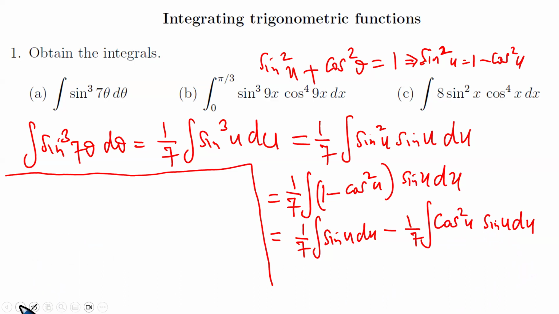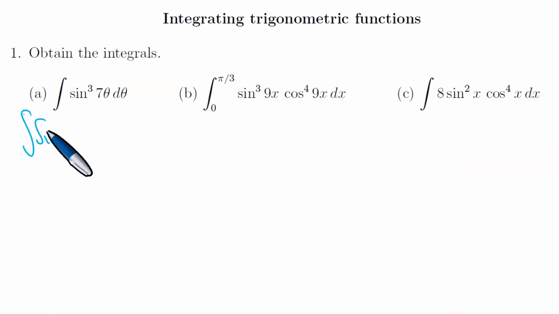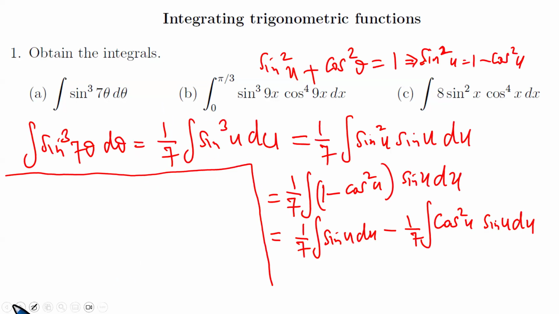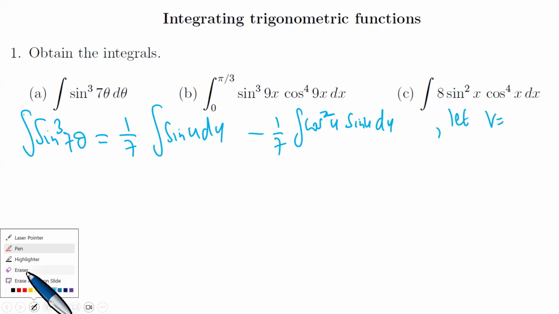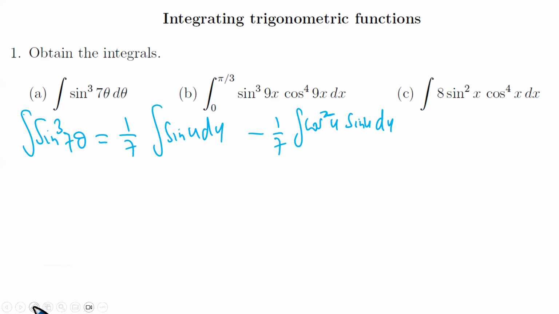Right, we want to avoid issues, meaning the integral of sine cubed of 7 theta is 1/7 the integral of sine u du minus 1/7 the integral of cosine squared u, sine of u, du. Now this first one you can easily integrate, but the problem is here. So we shall let v be equal to cosine u.